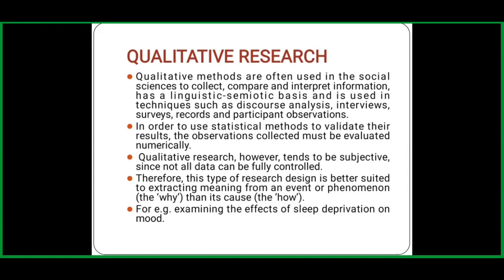Very good, very well. The qualitative approach of research in social sciences is used to collect, compare, and interpret information on a linguistic-semiotic basis, and it is used in techniques such as discourse analysis, interviews, non-structured surveys, records, and participant observation, which is also known as ethnography. Qualitative research, however, tends to be subjective, since not all the data can be fully controlled.